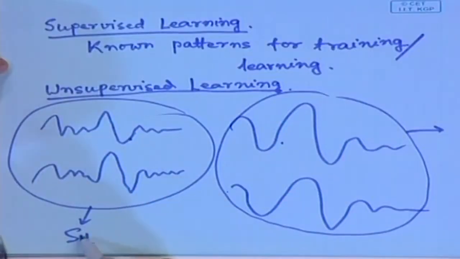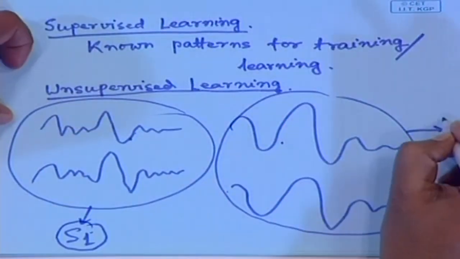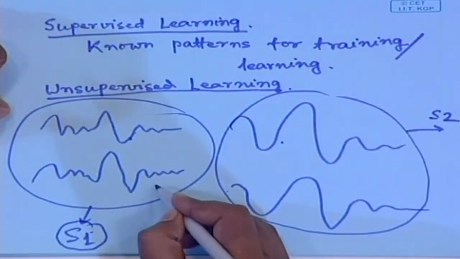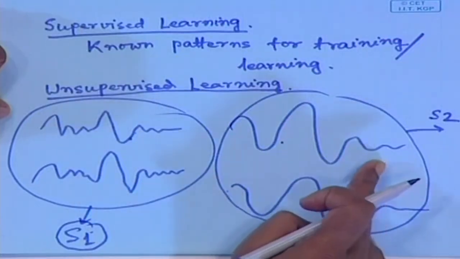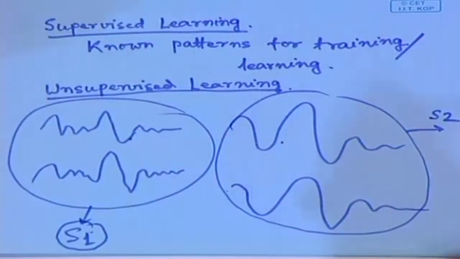So when you do this partitioning, you have to make sure that all the feature vectors which are put into this subset S1 are similar. All the feature vectors which are put into subset S2 are also similar. Whereas if I take a feature vector from S1 and another feature vector from S2, these two feature vectors have to be widely different. They should not be similar.